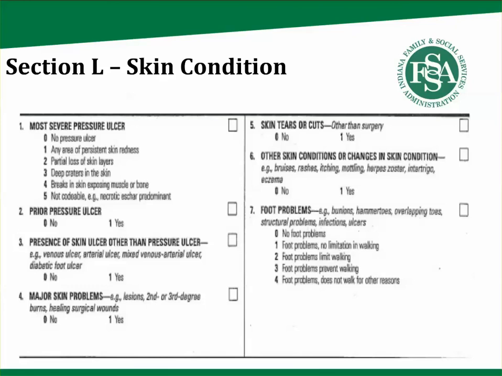L6 looks at other skin conditions or changes in skin conditions. That could be bruises or rashes, itching, eczema, those types of things you would capture there. And the last one is foot problems. It can contribute to poor mobility or issues with walking and locomotion, and these would include things like bunions, structural problems, infections, and ulcers on the foot.